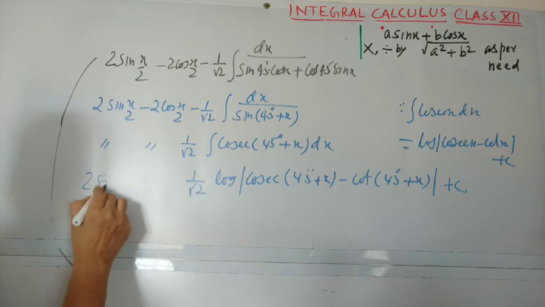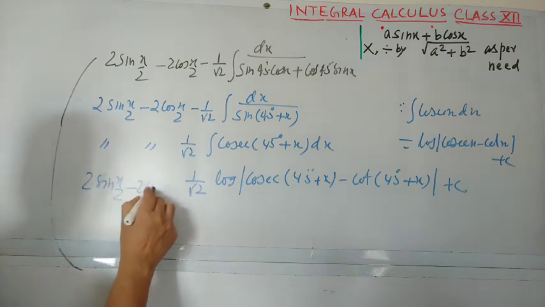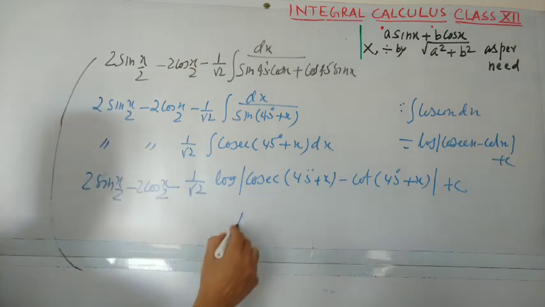Lastly write 2 sin x by 2 minus 2 cos x by 2 minus this. So this is your final answer.